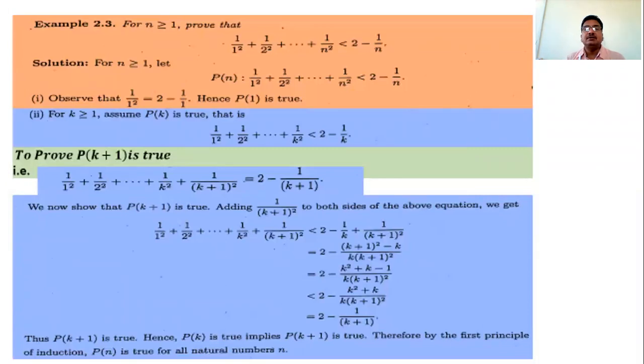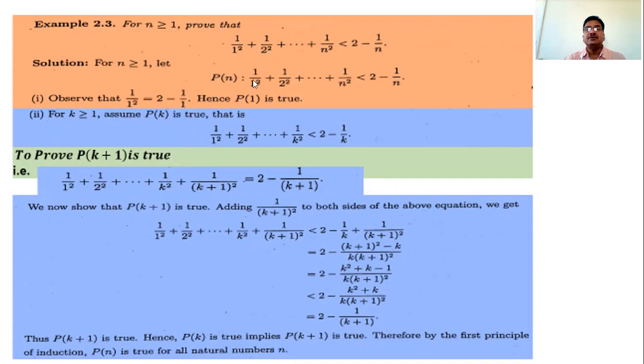So the first step is what? Denote the given statement by Pn. This is the Pn statement. And now the first step is what? We have to prove the result is true for n equal to 1. That is, substitute n equal to 1 in LHS and RHS.